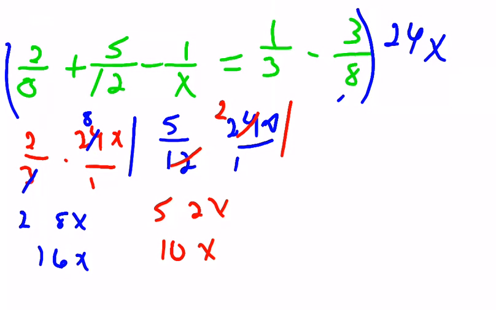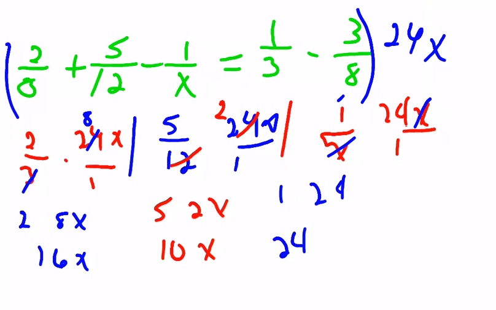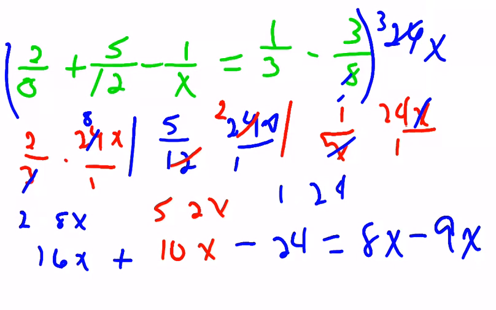The next one, we have 1 over x times 24x over 1. What we see is that the x's cancel, and we end up with 1 times 24, which is just 24. So on and so forth, right? So the 1/3 becomes 8x, and the 3/8 becomes, 8 goes into the 24 3 times, 3x is 9x. And then we need the signs that go in between all of these. And there's our new equation that we want to work with.